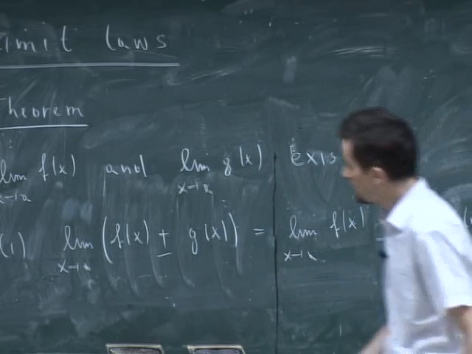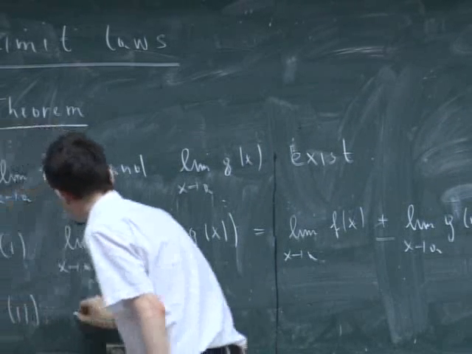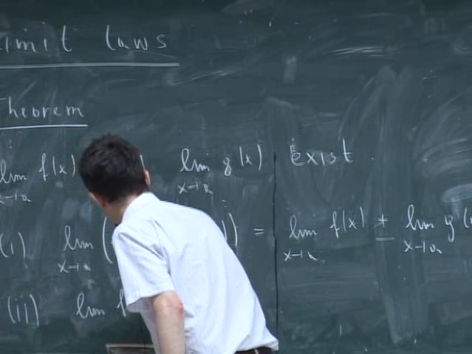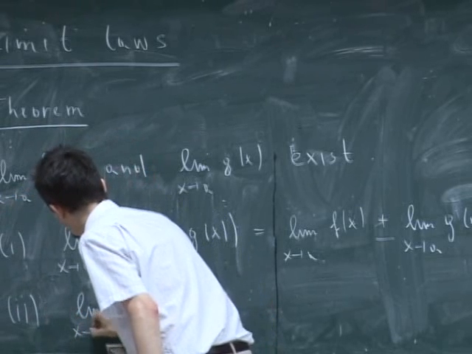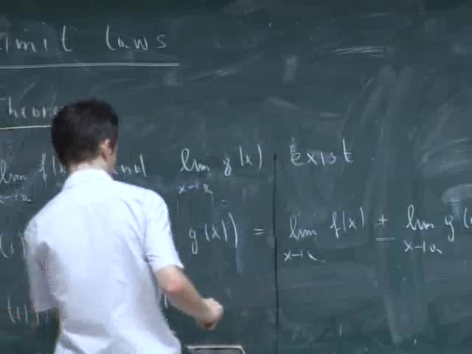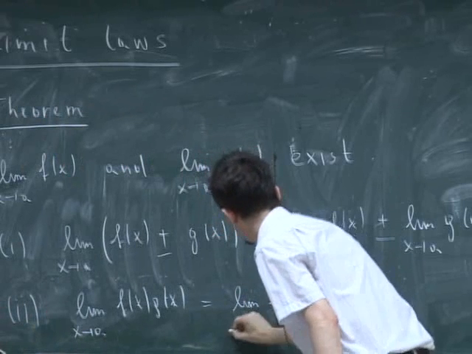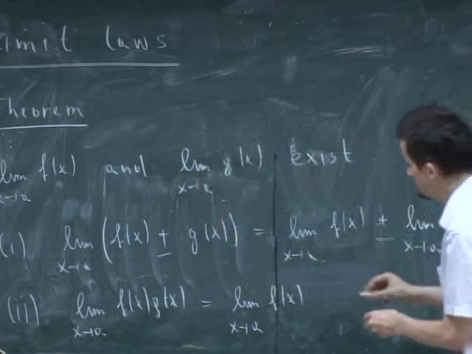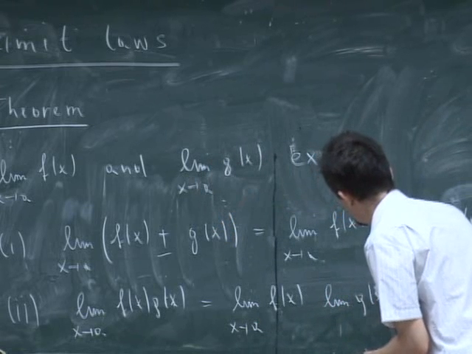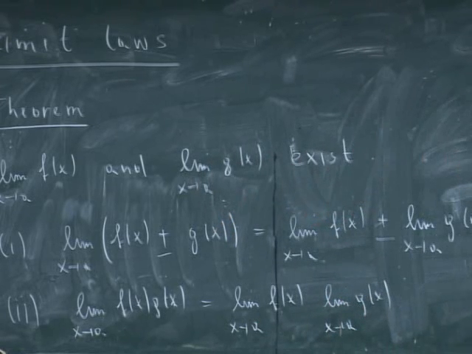Then another law is that the limit of a product is equal to the product of the limits. You can try to use the epsilon delta definition to prove something like this. It's not complicated, but a little bit more complicated in this case. Now, you have something similar for a quotient.